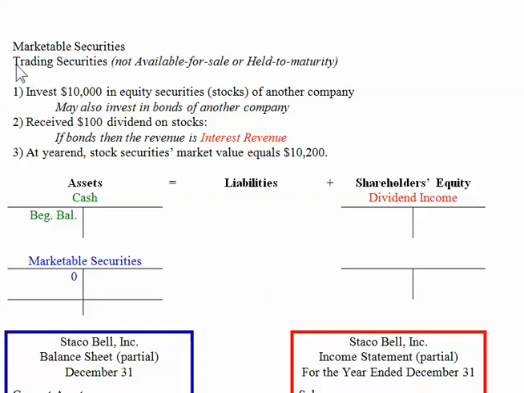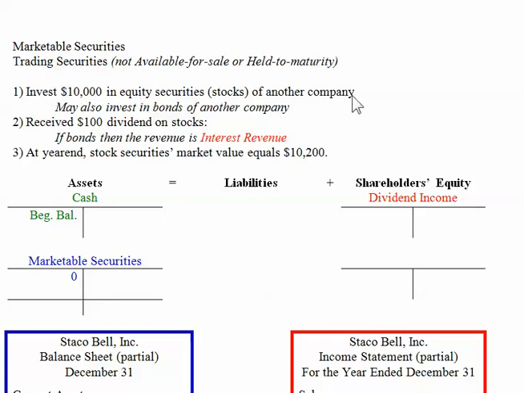Now there's different types of securities. We're going to just deal with what's called trading securities. In other words, the company's just buying them for the short term and will plan on selling them in the near future. What's beyond the scope of our course is these types of securities that are called available for sale or held to maturity. That's for intermediate accounting.